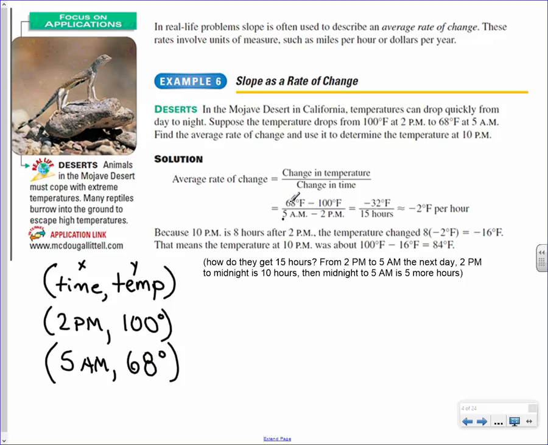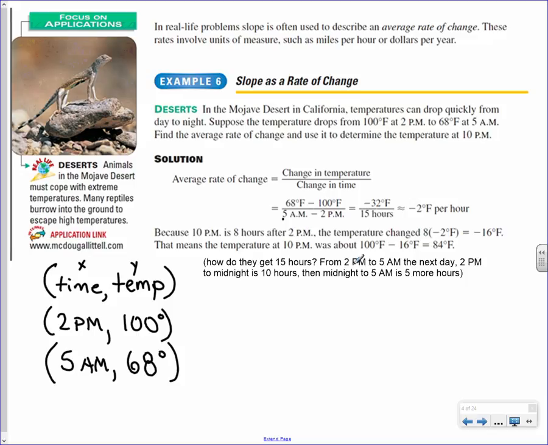Okay, so we're going to plug this into our formula. So 68 minus 100 and 5 a.m. minus 2 p.m. That gives us negative 32 degrees divided by 15 hours. So the 15 hours is what's a little confusing sometimes. You see the 5 and the 2 and you think, well, shouldn't that be 3 hours? It's like, no, and then it just gets a little confusing. So how did they get 15 hours?